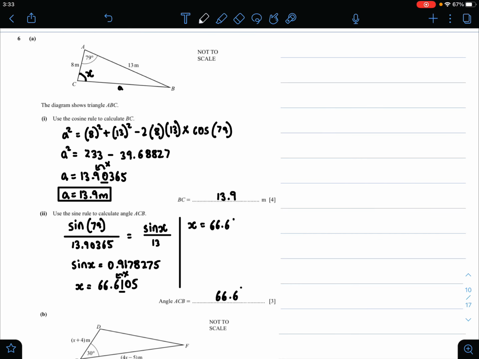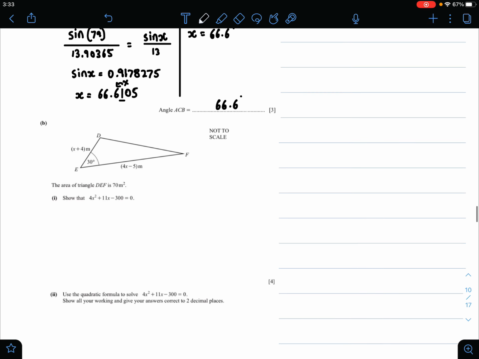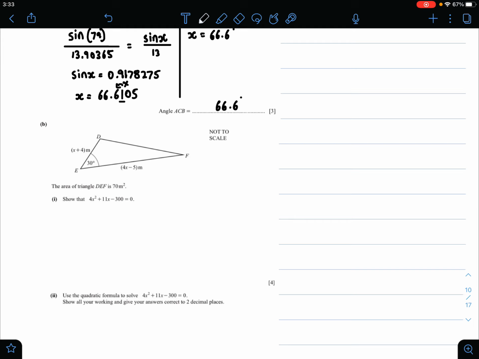Now let's move to part B. In part B, they have given us the area of the triangle, and they are asking us to show that 4x squared plus 11x minus 300 is equal to 0. So let's start with the area of the triangle, which they've given to us as 70 meters squared.